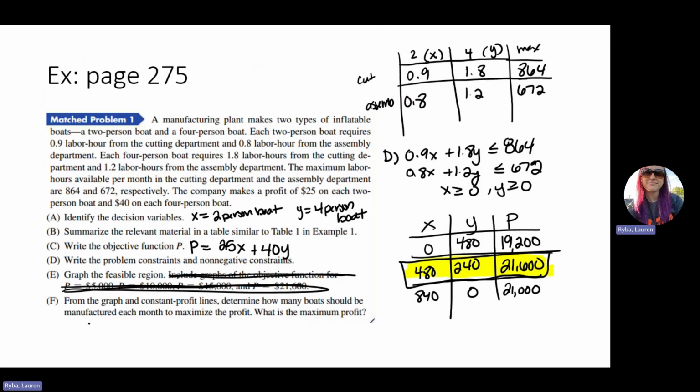And that is going to be selling 480 two-person boats, 240 four-person boats, to get a profit of $21,600.